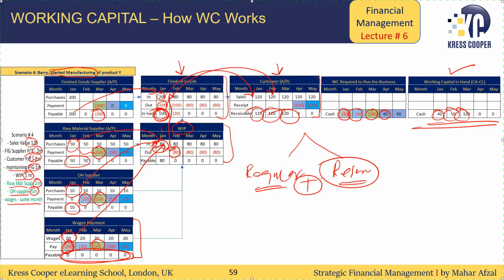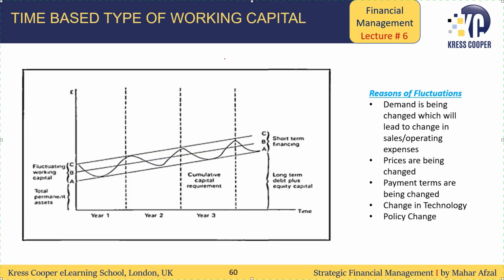So far as fluctuating or flexible working capital is concerned, it will be based upon the fluctuation in production and sales. And this diagram will be quite helpful to understand what is my permanent working capital and what is my fluctuating working capital. This is my permanent working capital, and this number is going up. As soon as business goes up, sales will be higher, production will be higher, operating expenses will be higher, more working capital will be tied up. So it will increase with the passage of time, with the expansion in the business, the increase in sales, the increase in production, and so on.